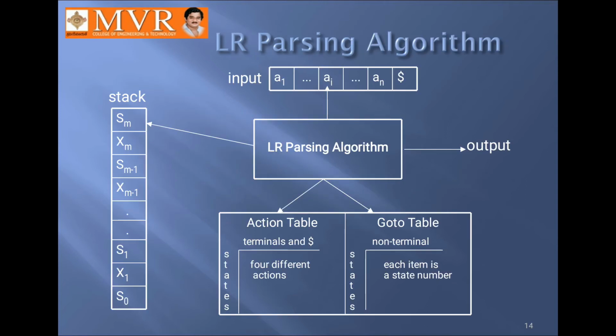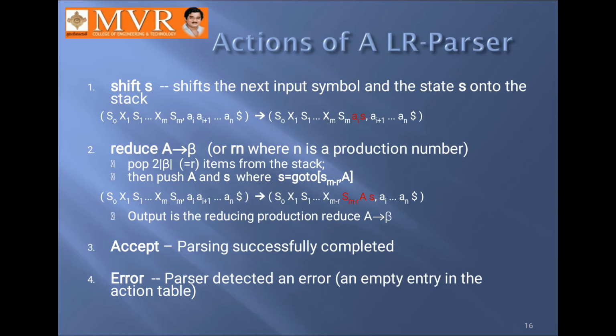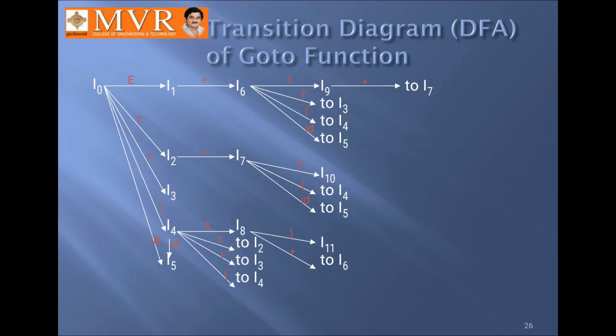This is about the LR parser algorithm. And next one is LALR, lookahead LR parser. LALR is also called the lookahead LR parser. It works on an intermediate size of grammar. The number of states is the same as SLR(1).